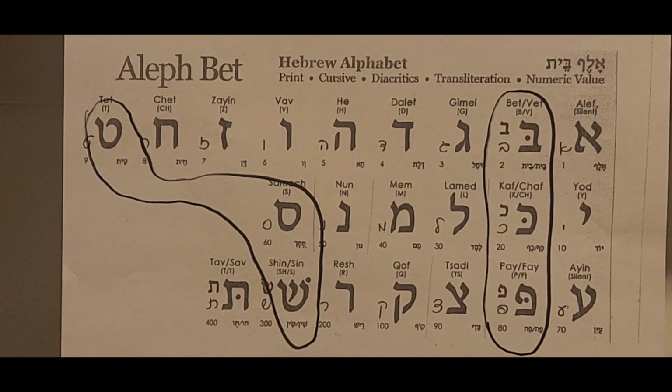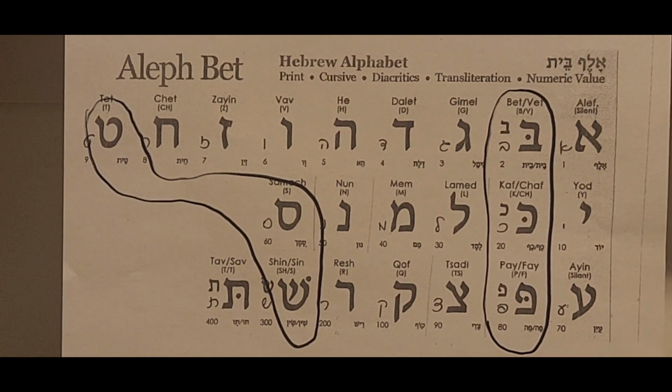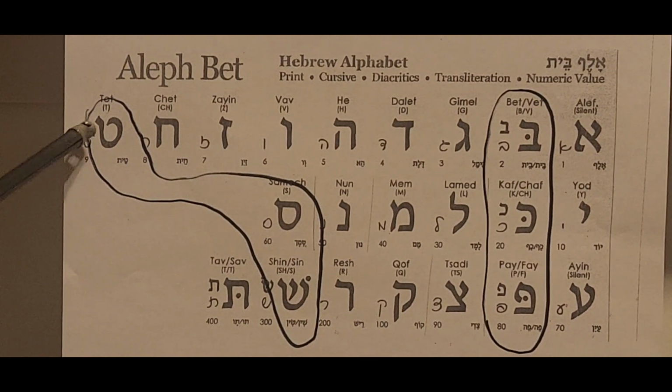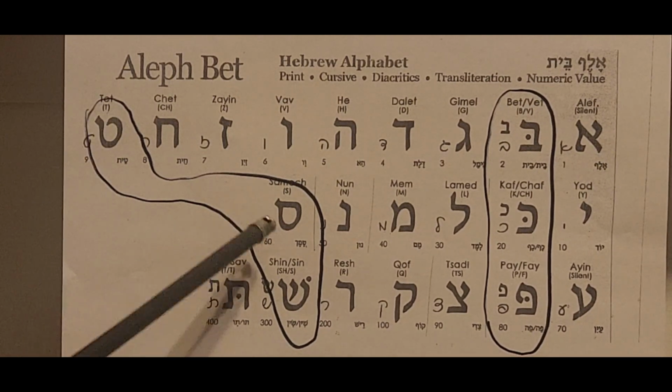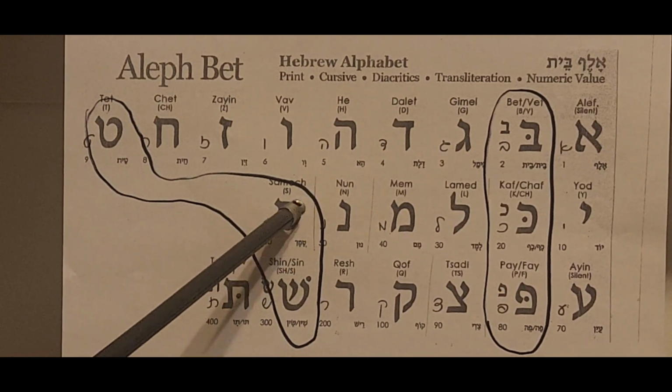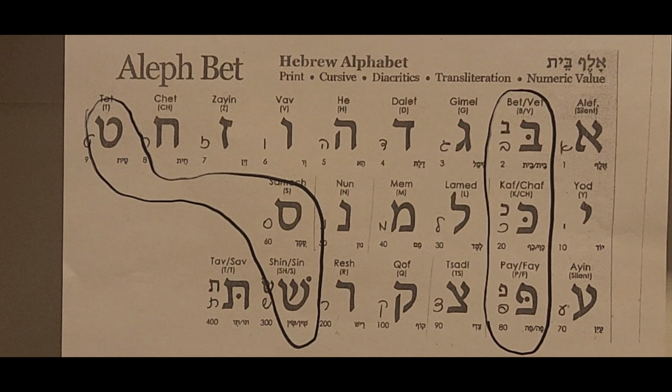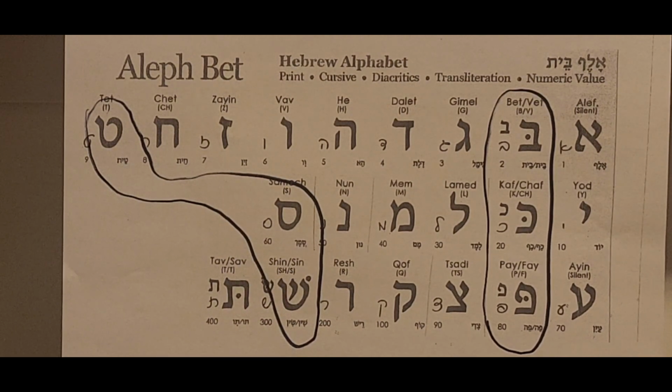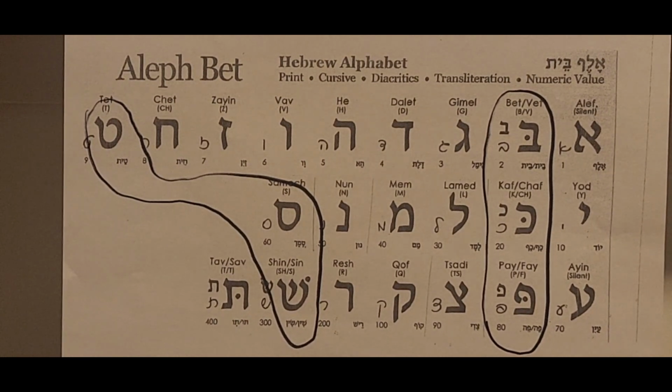This is the family of round letters, as I call them. You notice the Tet has got a round bucket bottom, but it does not close at the top. The Samekh has the same round bottom, but it is closed at the top. And the Shin has the round bucket bottom, and it looks like a tiny Yod in the center. So those are the three round bottom letters, as I call them.